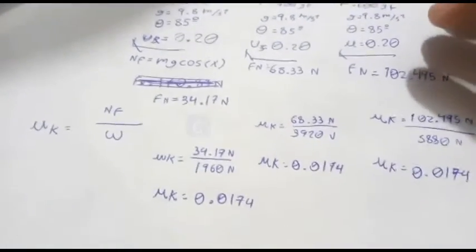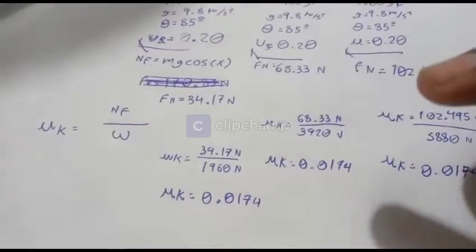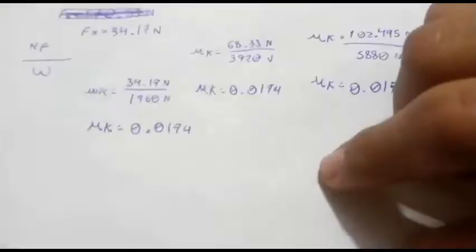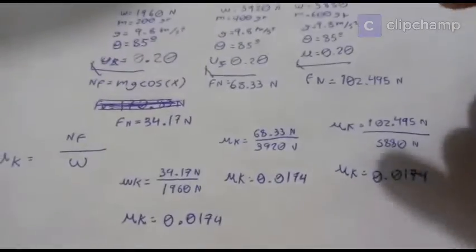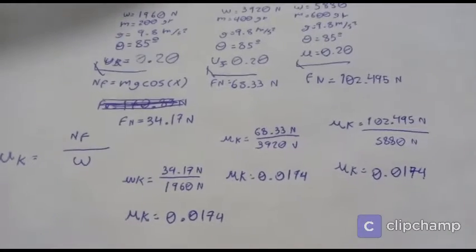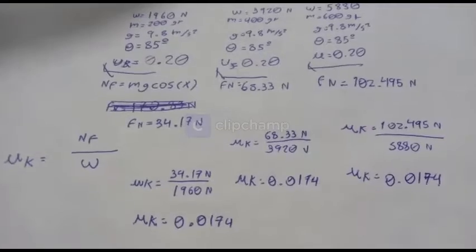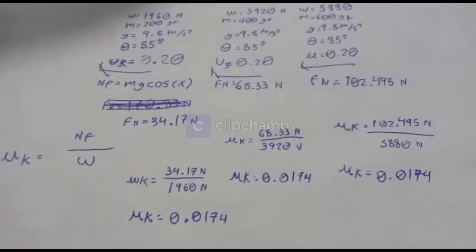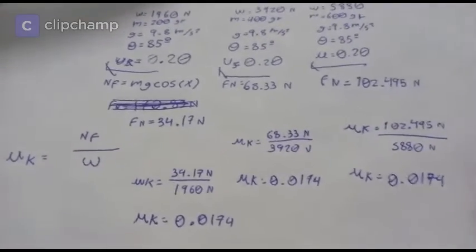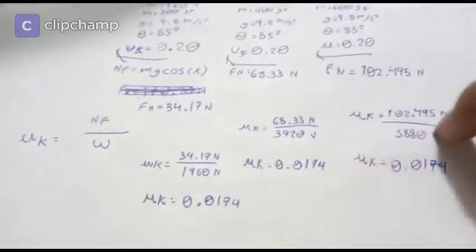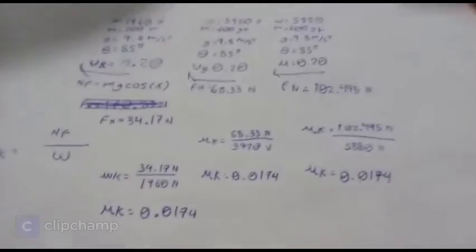So with that in mind, we can see that in all cases, the same coefficient μk is applied. Why? Because all the objects have the same material, the difference is the mass only. And with that in mind, no matter the mass, in all the cases, it will be the same coefficient.